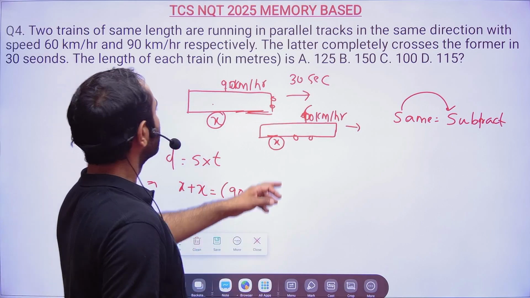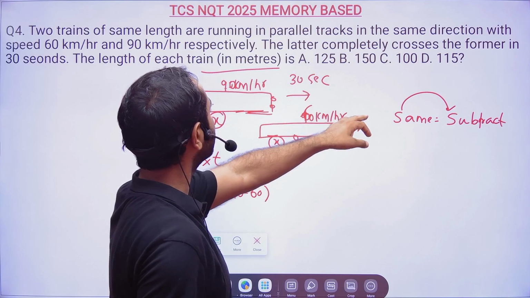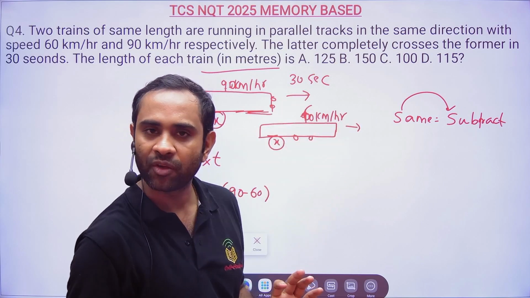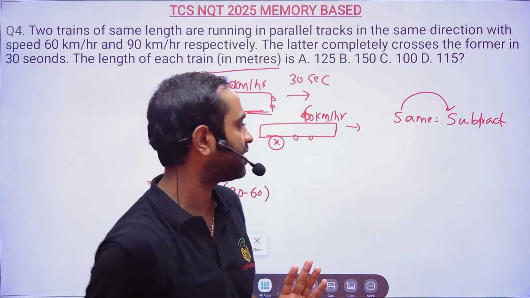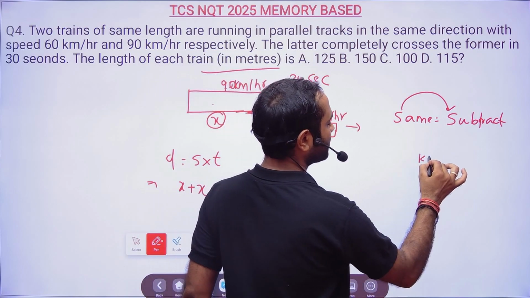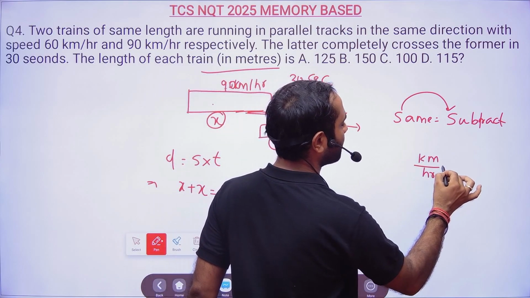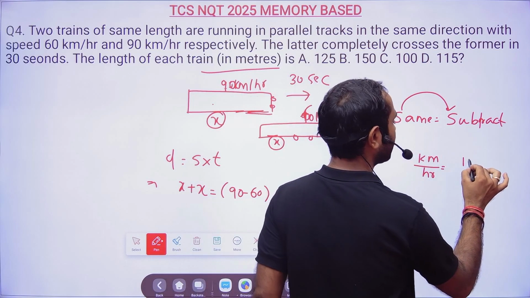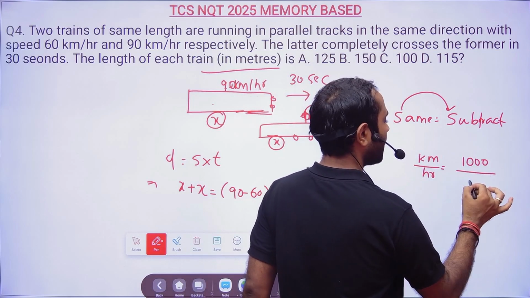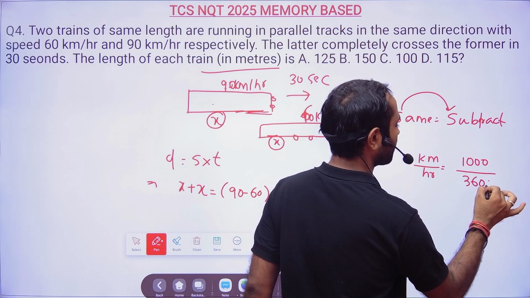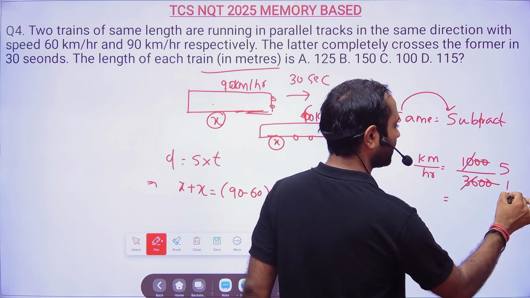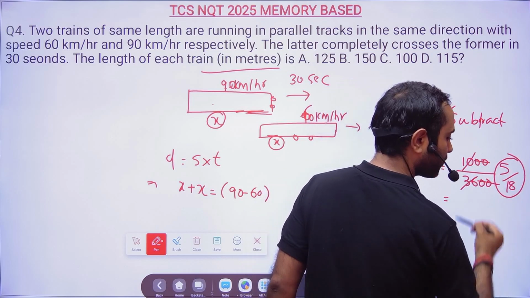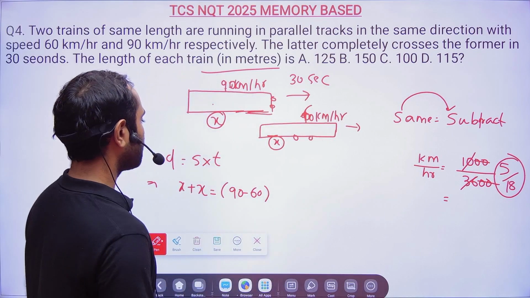One thing, they are asking in terms of meter, but speed is given in kilometer per hour. So we need to convert kilometer per hour into meter per second. How will you convert, Ganesh? Sir, 1 kilometer is equal to 1000 meter and 1 hour is equal to 3600 seconds, right? So 20 cancel, 2 fives are 10 and 2 nines are 18. So 5 by 18, you are going to multiply with that.